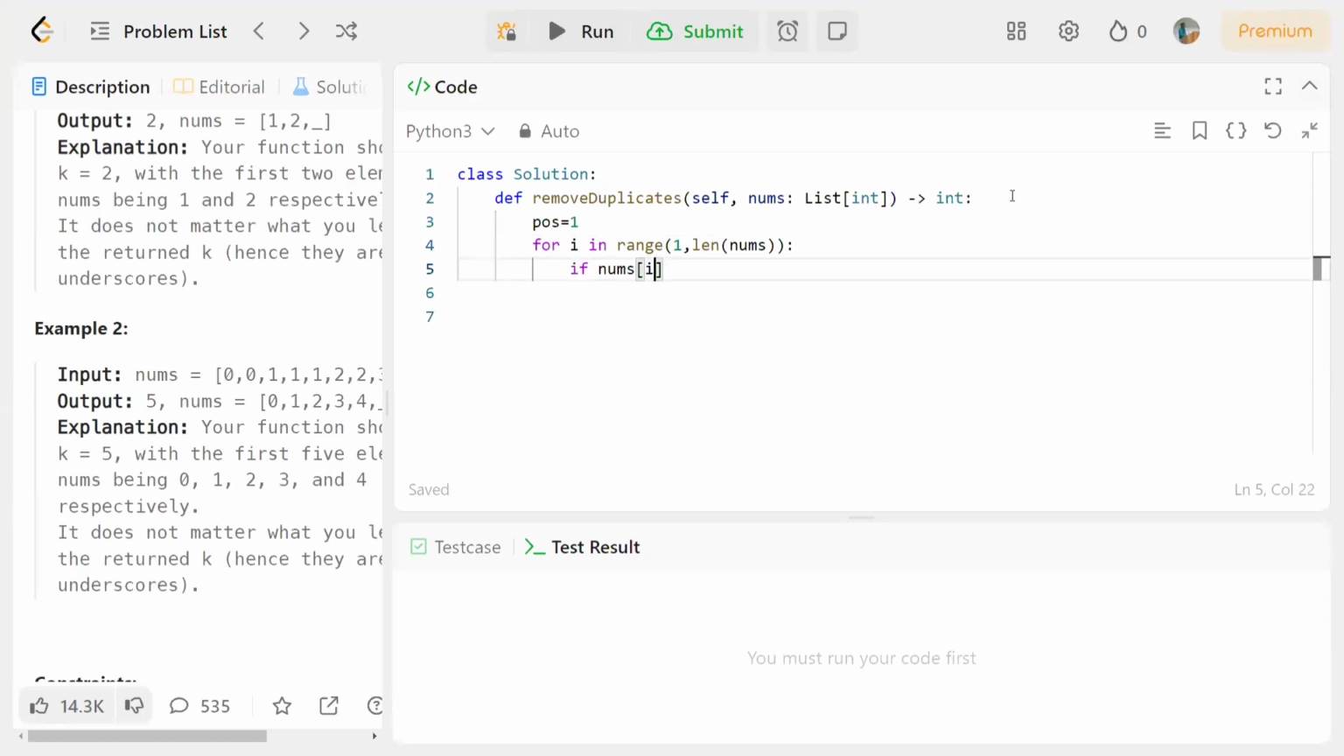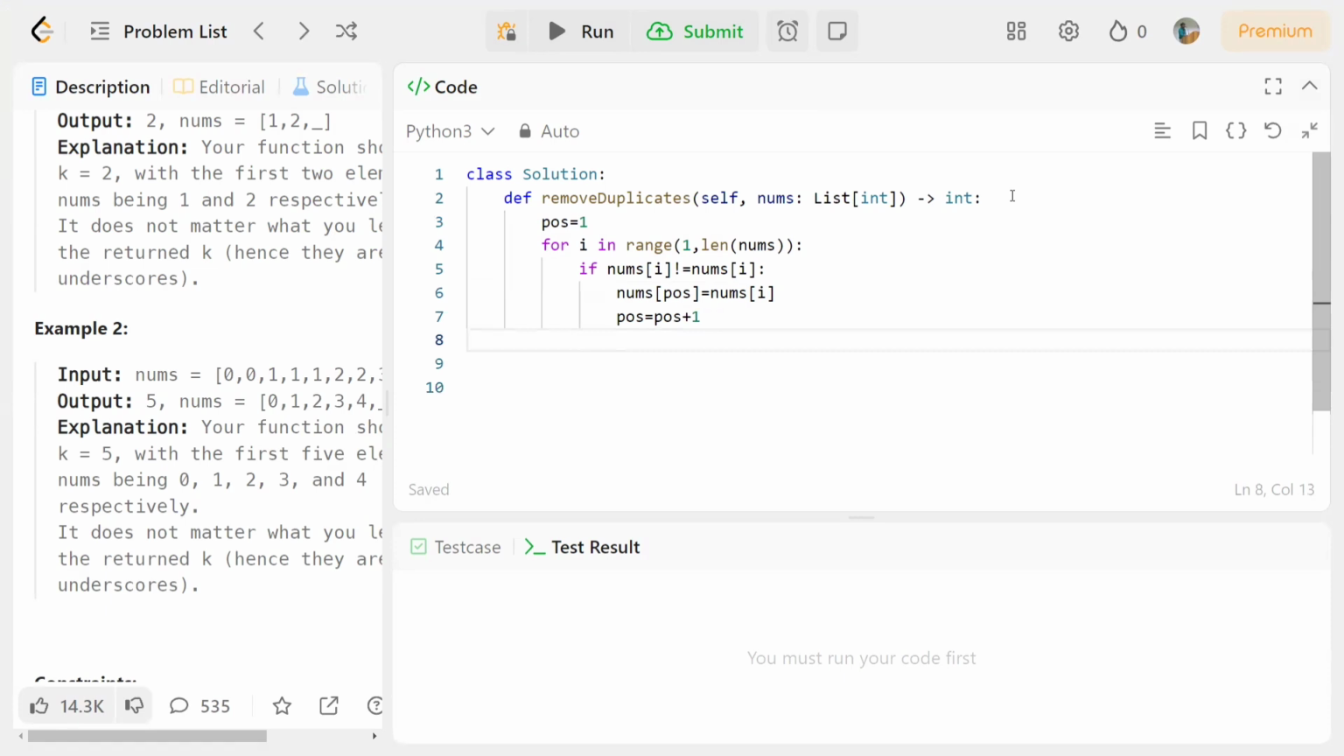If nums of I is not equal to nums of I minus 1, that means if both are not equal, then only we are doing the copy. Nums of position is equal to nums of I. If they are equal, simply ignore, move to the next element until a different element is found. Once an element is copied, increment. Why? First time position 1, next unique element, position 2, next unique element, position 3. After each copy, you need to increment and then finally return the position.